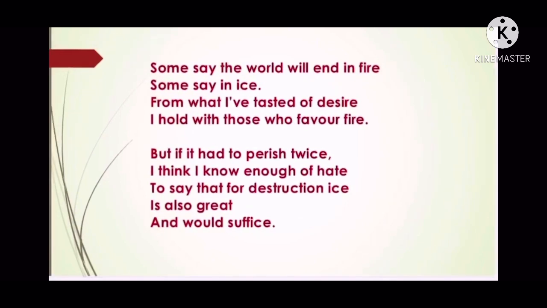Moving to the next line: From what I have tasted of desire, I hold with those who favor fire. So, in these lines, the poet says that with his own experiences, he strongly favors the people who say the earth will end in fire, because he has seen uncontrolled and unending desires like greed, anger, power, and bloodlust. He has experienced that man has become so cruel due to these desires. So he strongly believes the earth will end in fire.